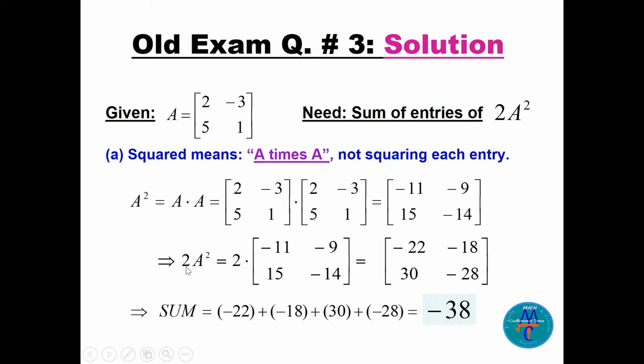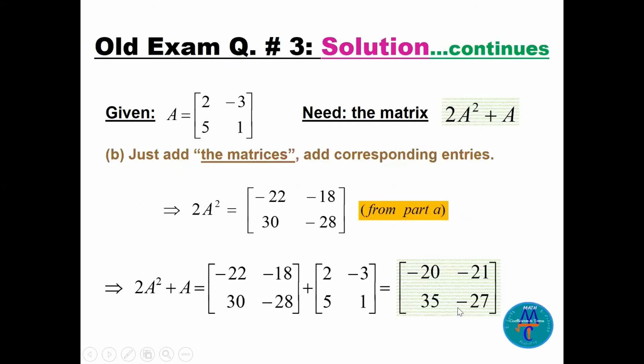Then this is a scalar here. 2A squared, multiply 2 by the whole matrix A squared. Let's find the sum. You find the sum of all the elements, minus 38. Now the second one, we need 2A squared plus A. So we get from part A, 2A squared there. We just add A. This is 2 by 2, and this is 2 by 2. So that will be minus 22 plus 2, that's minus 20.